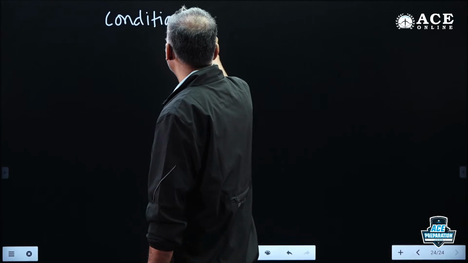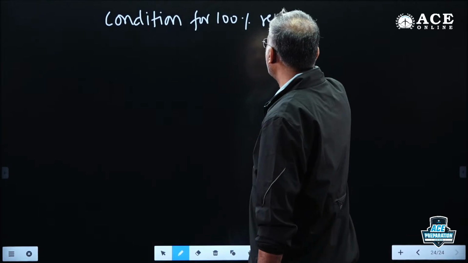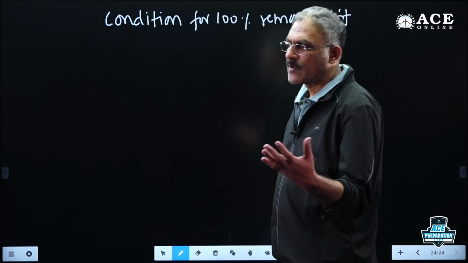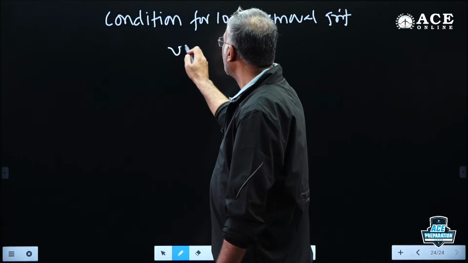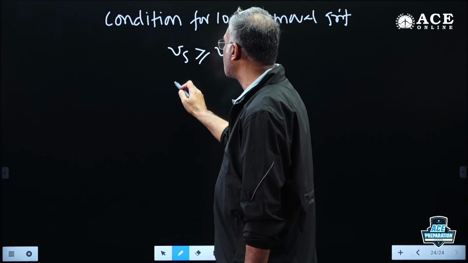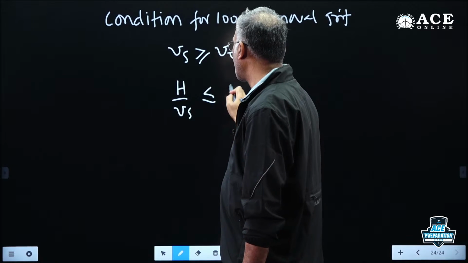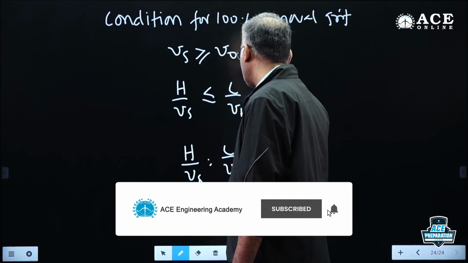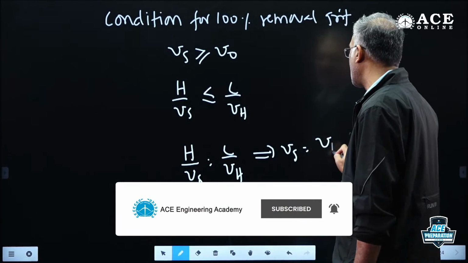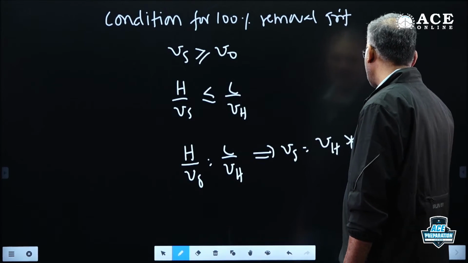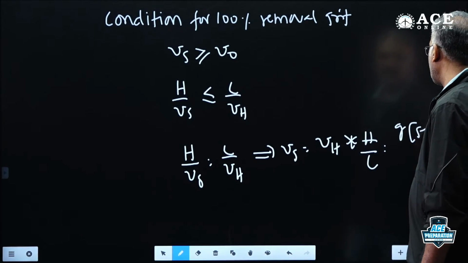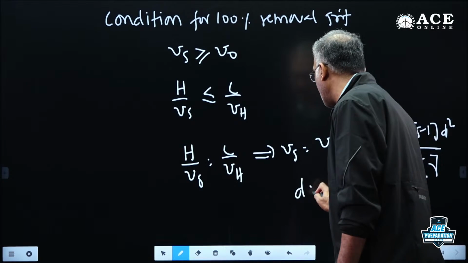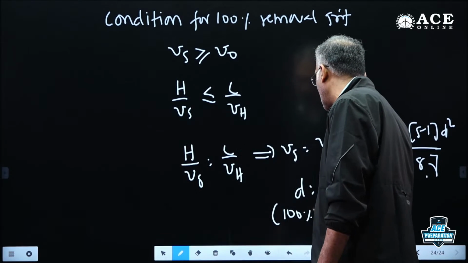Like the sedimentation tank, the condition for 100% removal of grit. What is the diameter of the grit particle that is to be removed completely from wastewater? That's how they ask. So the first condition is Vs should be greater than or equal to V naught. The second condition is H by Vs should be less than or equal to L by Vh. Minimum condition you can take, H by Vs is equal to L by Vh. So from this equation you can find Vs. Vs is equal to Vh into H by L. This Vs is nothing but g into (S minus 1) d square by 18 nu. Then you can find the diameter of the particle that will be removed completely, 100% removed from the grit chamber.